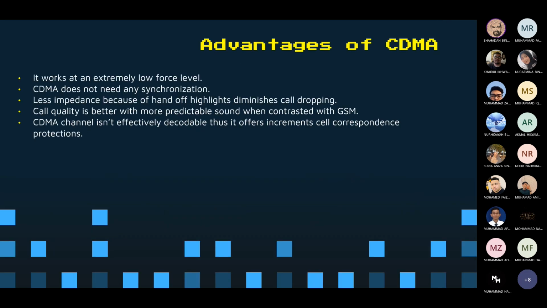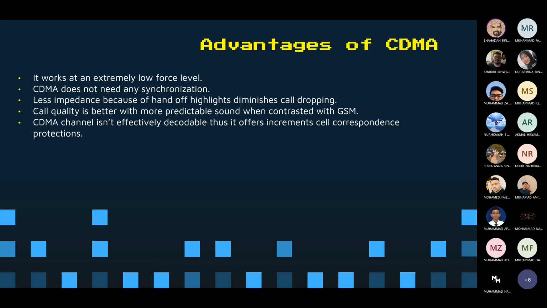For the advantages, firstly, it works at an extremely low power level. Next, CDMA does not need any synchronization. It also has less interference because handoff features diminish call dropping. Call quality is better with more predictable sound when contrasted with GSM. And lastly, a CDMA channel isn't easily decodable, thus it offers increased cell communication privacy.